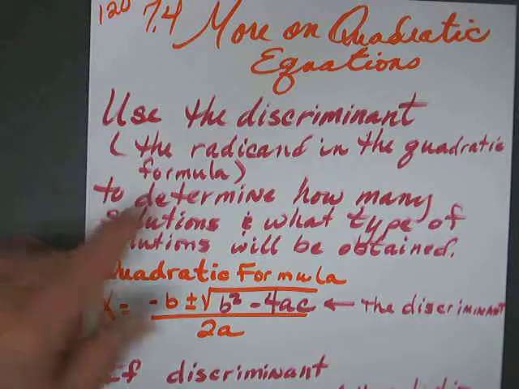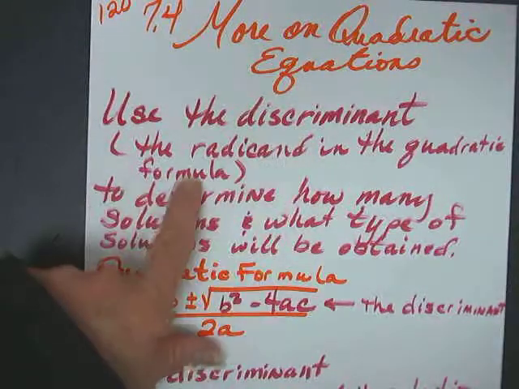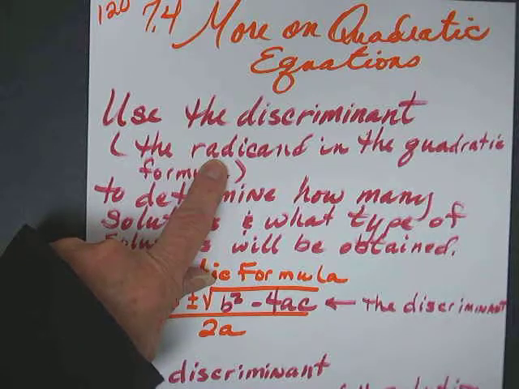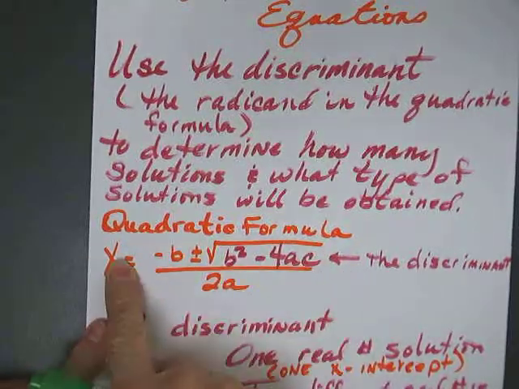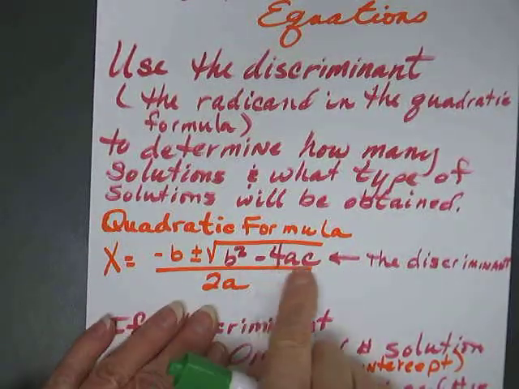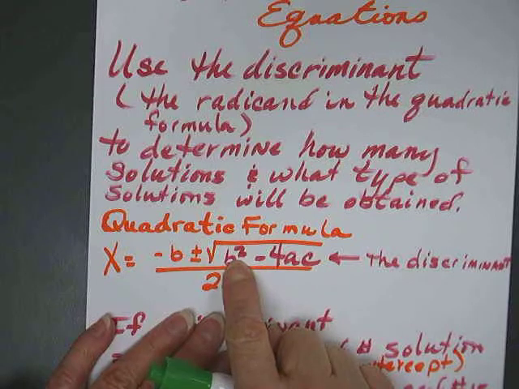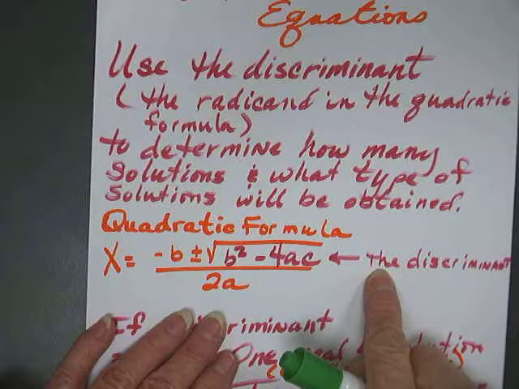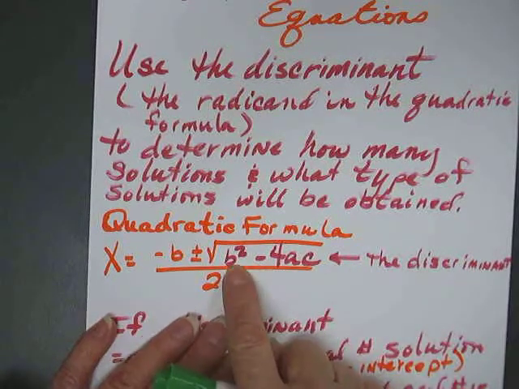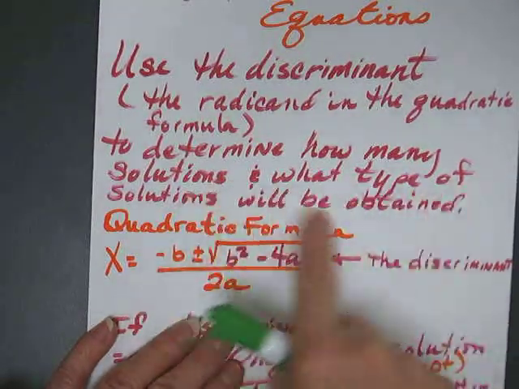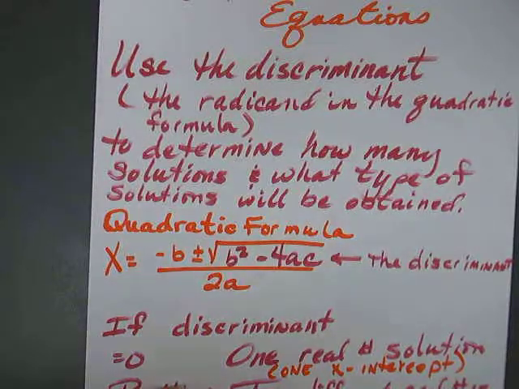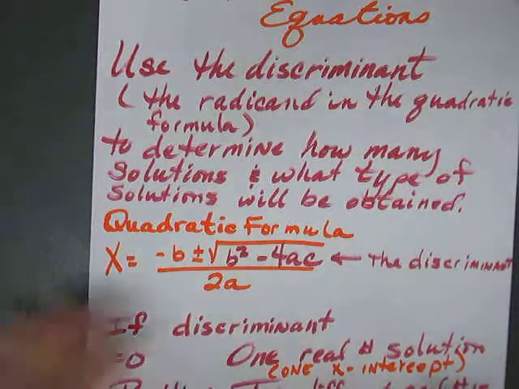Okay, the discriminant is actually the radicand, which means the part under the radical, the square root, in the quadratic formula. So remember your quadratic formula? The radicand is the part under here, that's your discriminant. The b squared minus 4ac is your discriminant, and that will determine how many solutions and what type of solutions will be obtained.